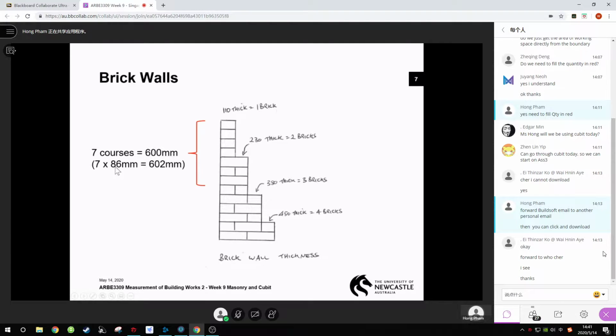Remember one course is 86. We always want to have a full, round number of courses for brick walls. So we try to adjust the mortar a little bit to squeeze in a full brick instead of having a split. Remember, split is a cut brick, because if at the end you have no space to fit one whole brick, then you have to cut the brick. That will increase your cost.